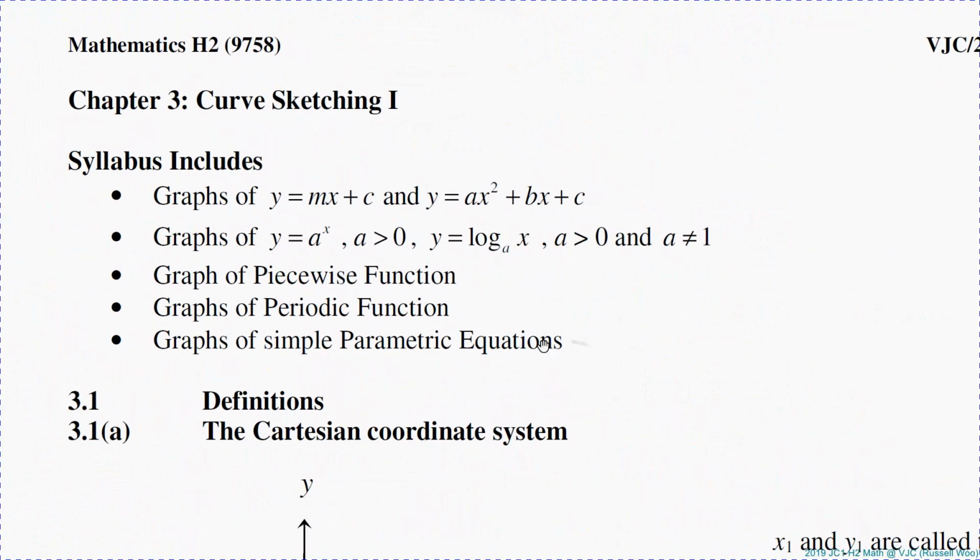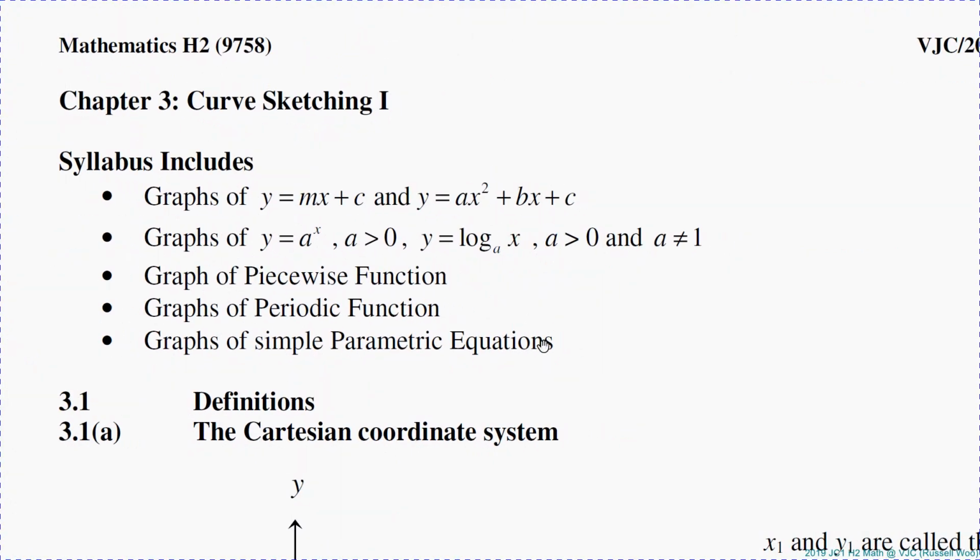The syllabus includes a few things. The graph of y equals mx plus c is something that we are quite familiar with. It's a straight line graph. This is a quadratic graph, quite familiar. These two, I will jump quite quickly because this is quite a small revision. These three, piecewise, periodic, and parametric, are new concepts which I need to spend a little bit more time on. But the first two, I will go a bit faster.